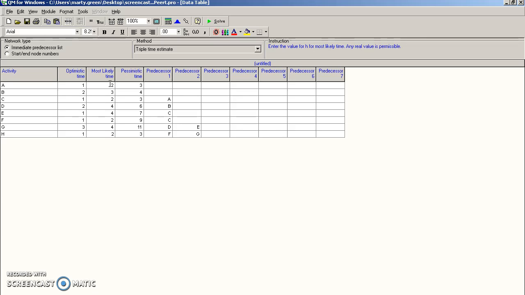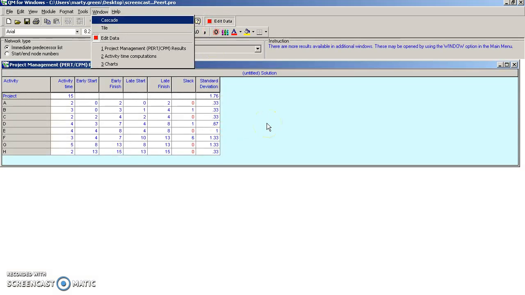In addition, the chapter does a wonderful job with it. But running it on QM for Windows just does a spectacular job. You see, I've set up the precedence diagram already, so that's ready to go. And given that I've loaded up the most likely, the most optimistic, and the most pessimistic time, as well as setting up the predecessors, all I have to do is click Solve.